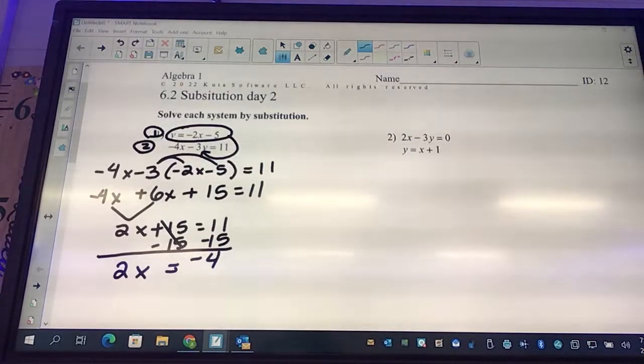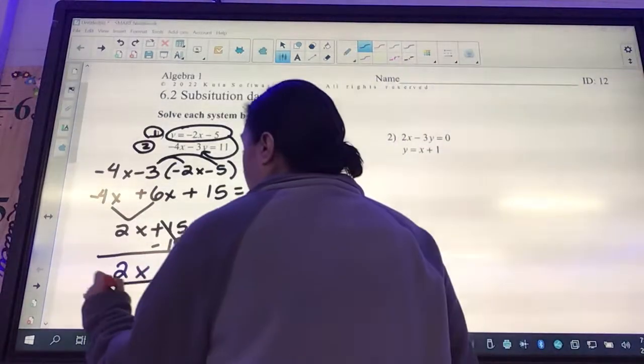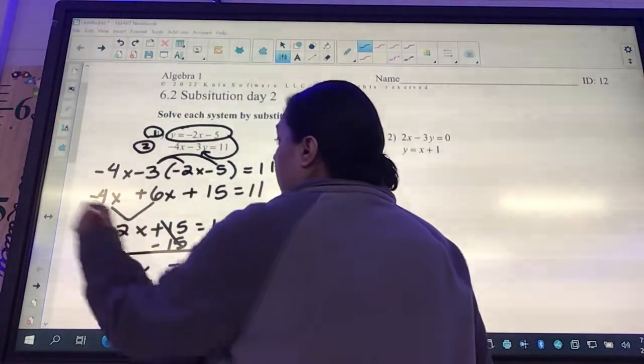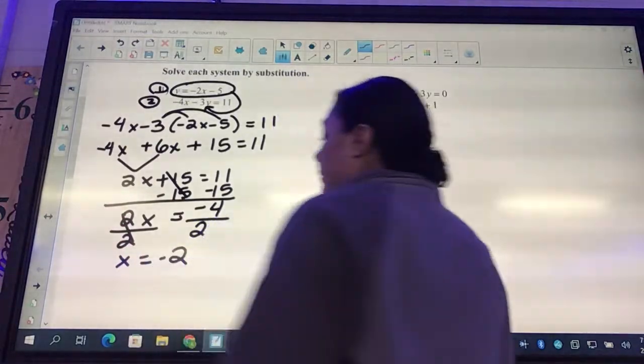Okay, and then what? Divide. We're going to divide by 2. Okay, so you're going to get x equals negative 2.